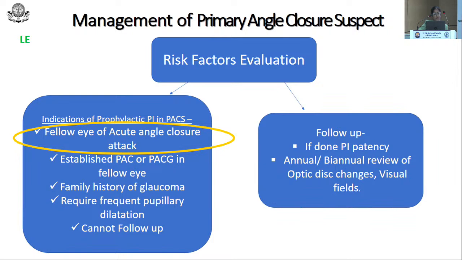We all know that primary angle closure suspects don't require PI in every case, but if the patient has risk factors like fellow eye of an acute angle closure attack, established PAC or PACG in the fellow eye, family history of glaucoma, requires frequent pupillary dilatation, or can't come for follow-up, in these cases we have to go for prophylactic PI. On follow-up, if the PI is patent, we can go for annual or biannual review of optic disc changes and visual field changes.